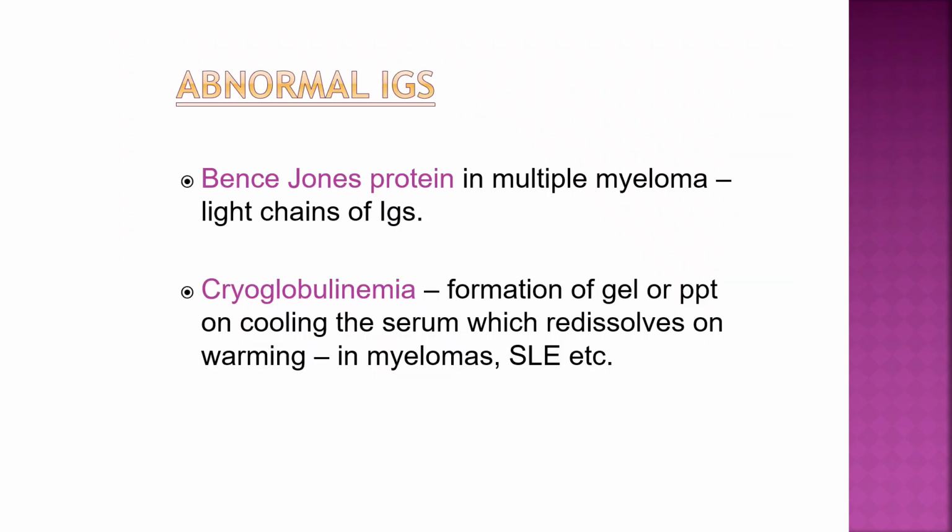Abnormal immunoglobulins: Bence-Jones proteins are one of them. They are found in multiple myeloma, with many increased light chains of immunoglobulins. Cryoglobulinemia is the formation of a gel or precipitate on cooling the serum, which redissolves on warming. It is seen in myeloma and SLE.